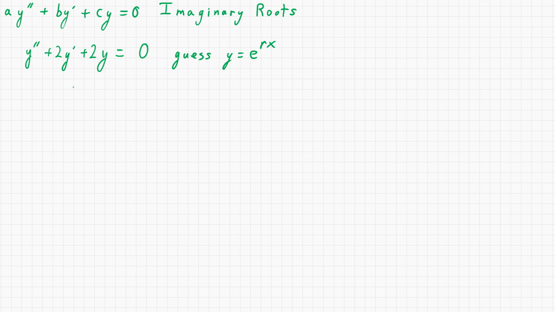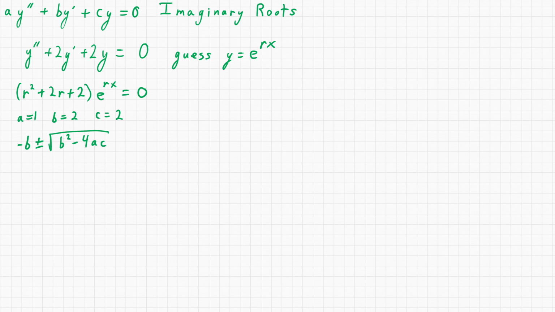So you plug that in, we calculate the characteristic polynomial, we'll end up with r squared plus 2r plus 2 times e to the rx equals 0. I don't know how to factor that in my head, so I'm going to have to use the quadratic formula. In this case, we have a is equal to 1, b equals 2, and c equals 2. So if we do that, we have negative b plus or minus square root of b squared minus 4ac, over 2a.